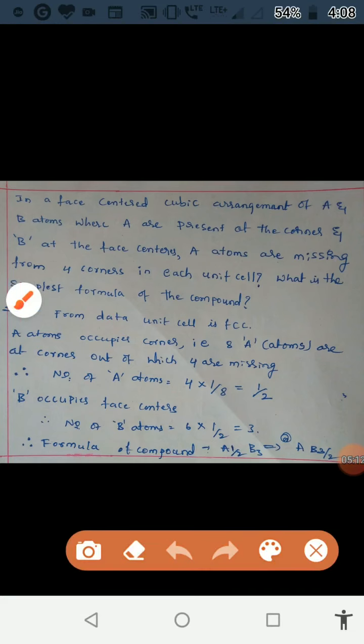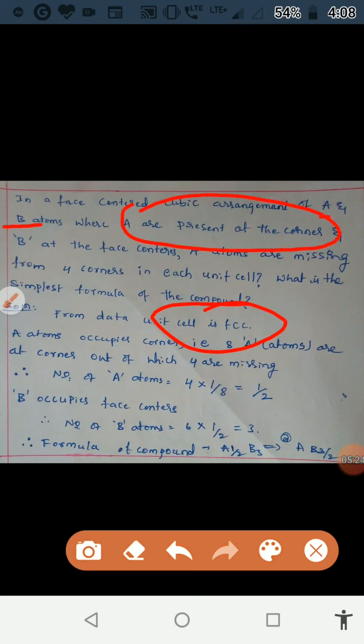From the data, the given unit cell is FCC. The atoms A and B make up the unit cell. A atoms are present at the corners and B atoms are at the face centers. A atoms are missing from 4 corners. If A occupies the corners, out of 8 corners, 4 corners are missing.